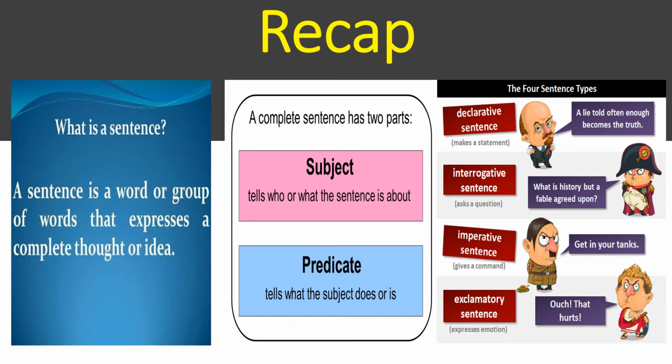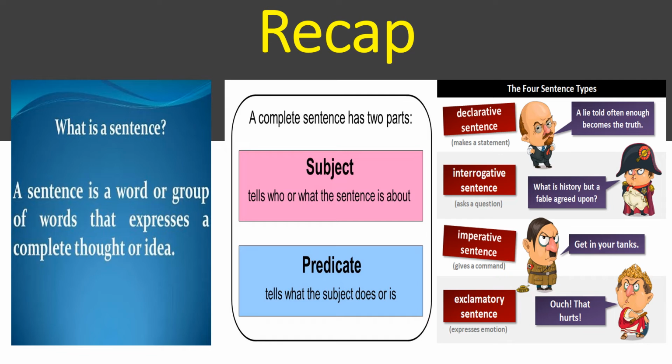Now, what is a predicate? A predicate tells what the subject does or is. Let's look at the same example. The cat is sleeping in the sun. We all know that the cat is the subject. Now, what is the cat doing? It is sleeping in the sun. So, is sleeping in the sun becomes the predicate.